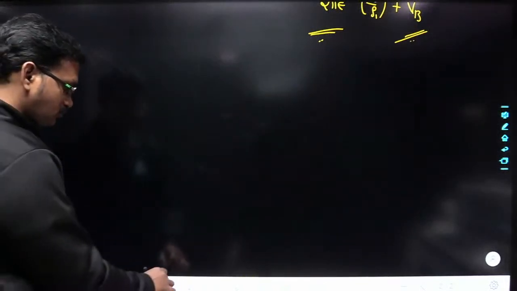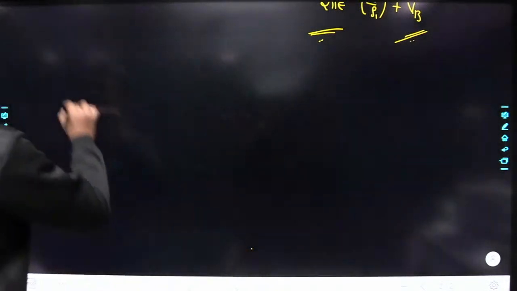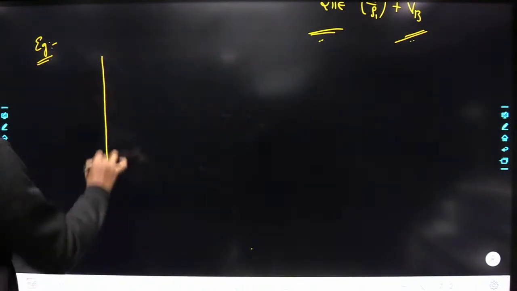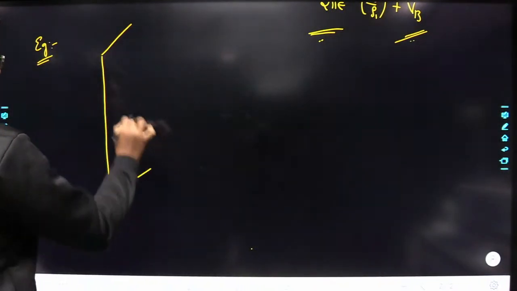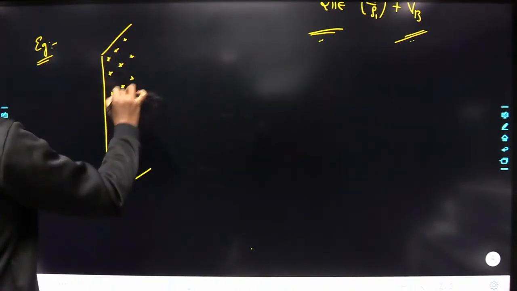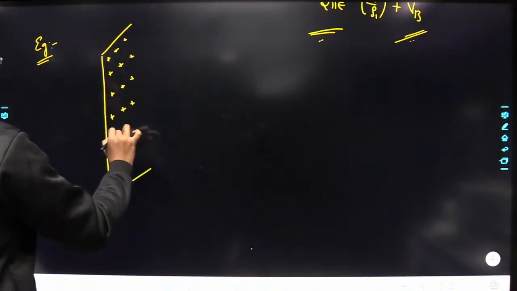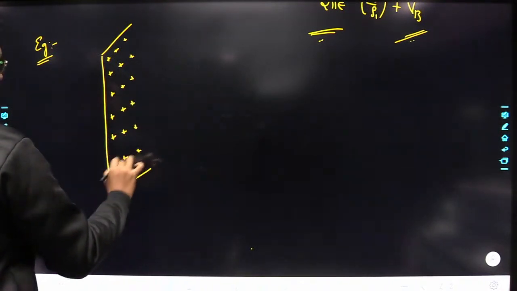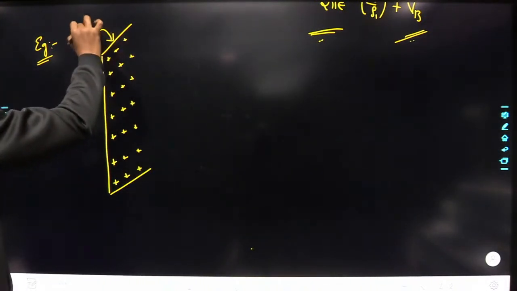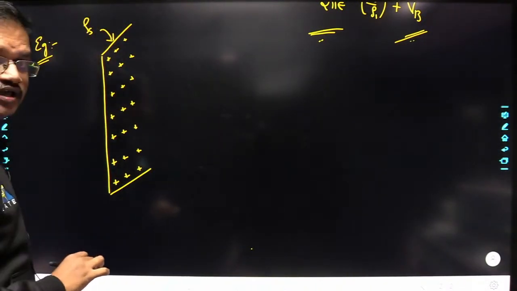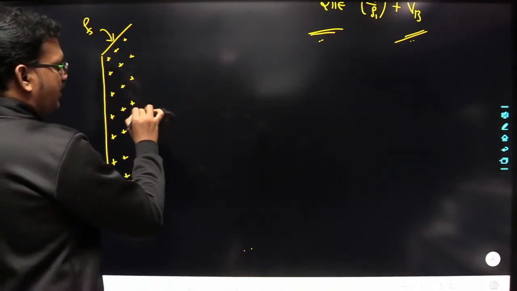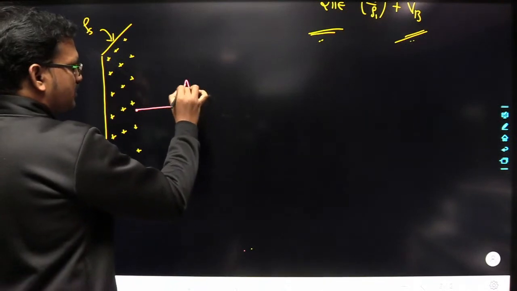Now I will take another example. Let us consider an infinite sheet charge. Let us say the charge density is rho s. Now you want to determine the potential at A.